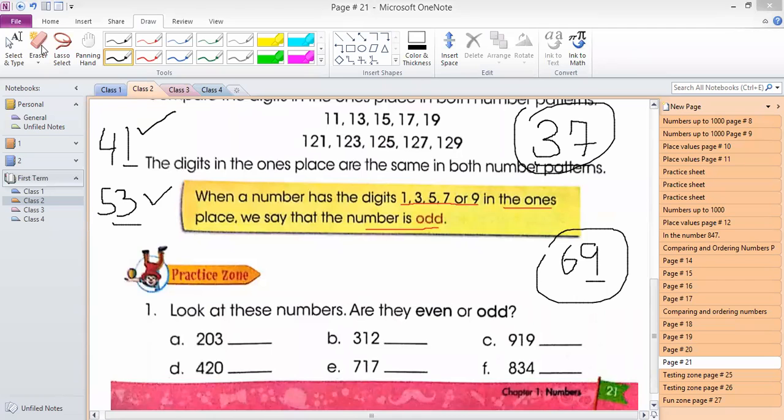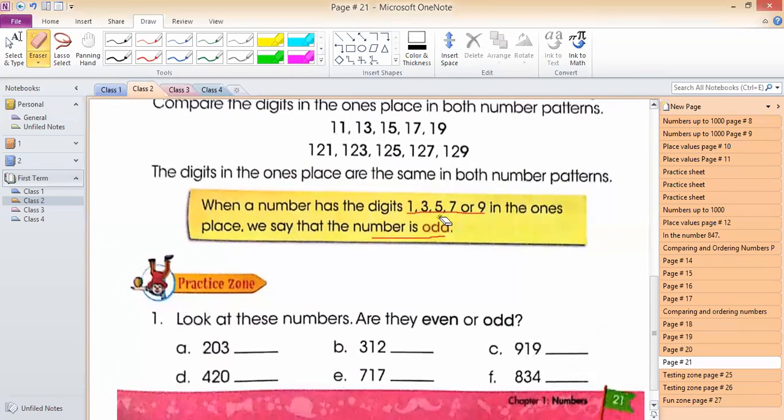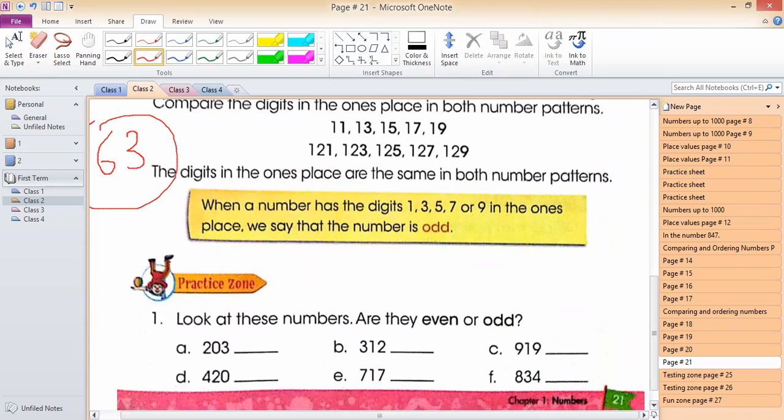Very good, very good. Now I will take 1 or 2 questions, then we will come to question number 1 of the exercise. Practice on. Tell me about this. 63 is even number or odd number?